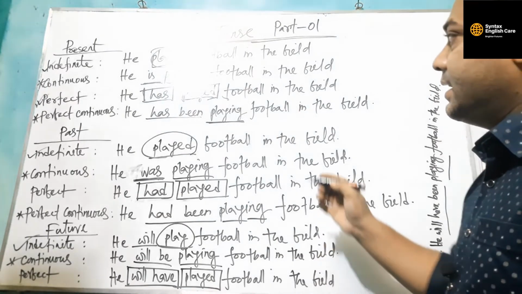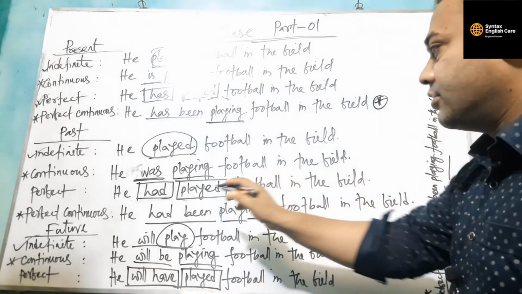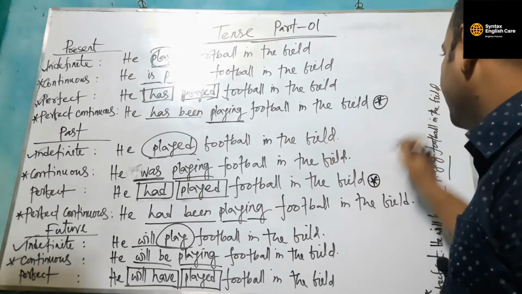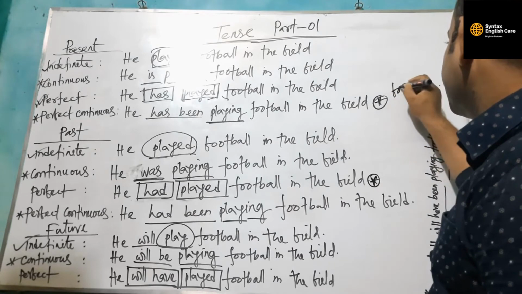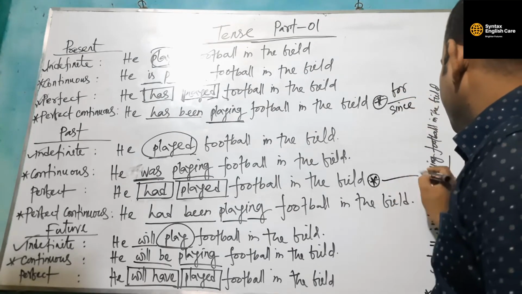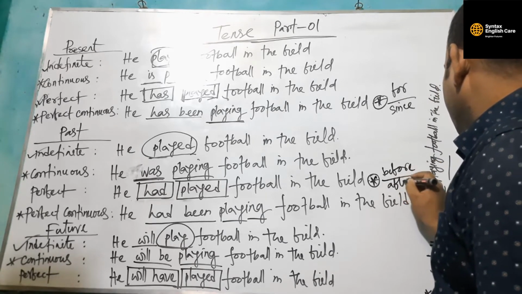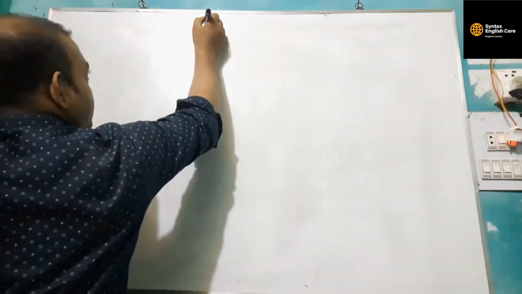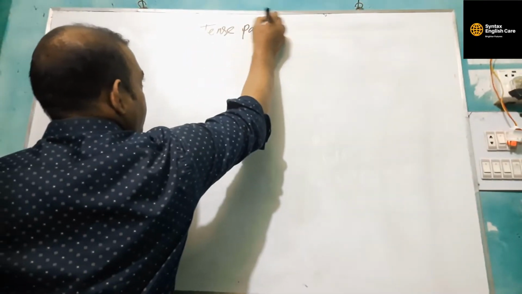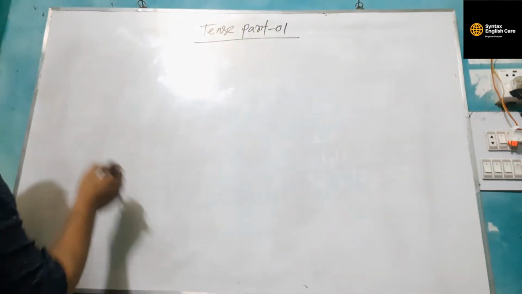So here are some words: present perfect continuous and past perfect. Okay, here is the use of for and since, and here is the use of before and after. Okay, present perfect continuous.